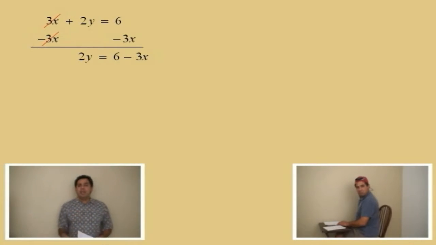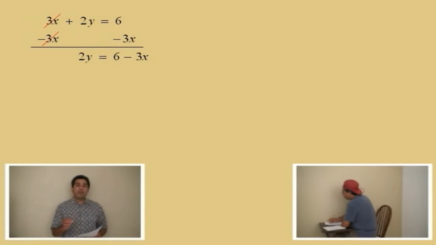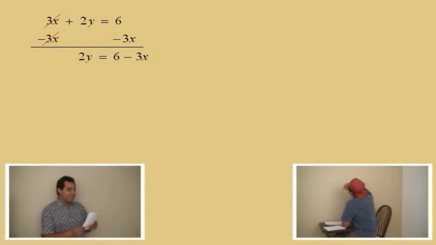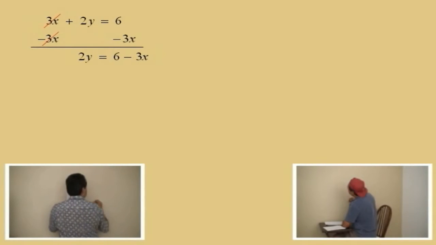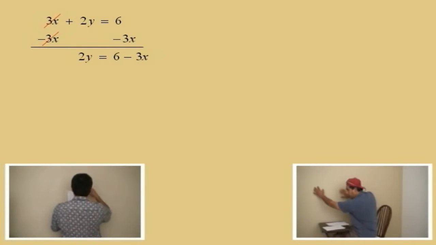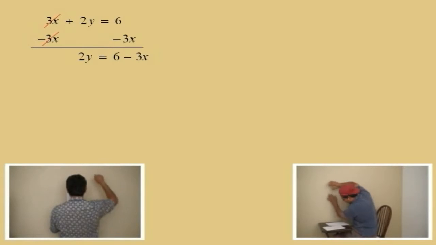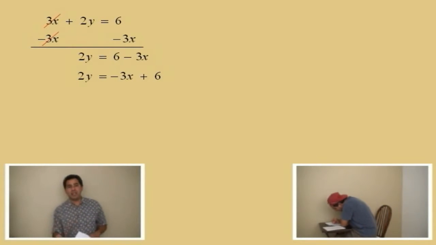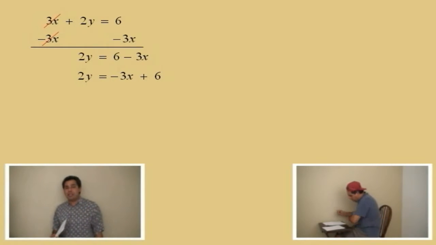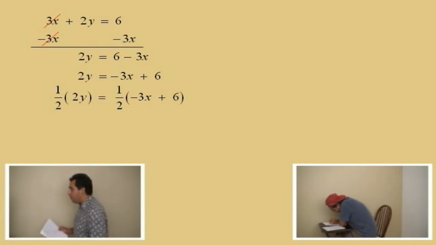Now, it is true that 2y equals 6 minus 3x, but remember, we're going for the y equals mx plus b form. So instead of writing 6 minus 3x on the right-hand side, we're going to use the commutative property for addition, and 6 subtract 3x is the same as what, Charlie? Negative 3x plus 6. Very good. Now, we got to solve for y. So what do we do, Charlie? Divide both sides by 2, which is the same as multiplying both sides by 1/2.